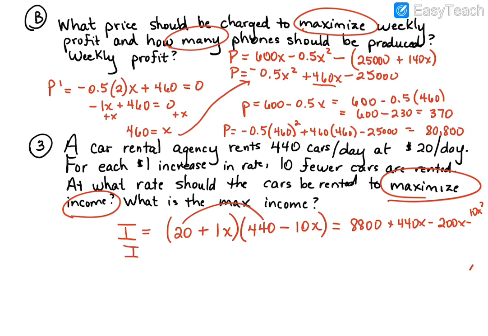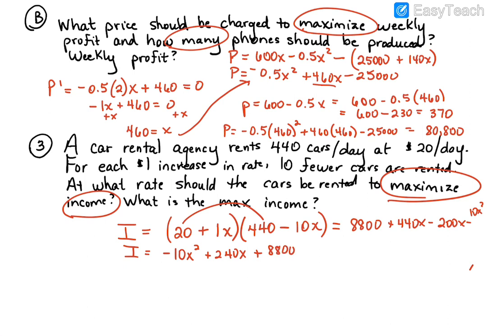So I'm going to put my terms in order. Pull that negative 10x squared to the front. 440 minus 200, that is going to leave me with the positive 240x. And then I have plus 8,800.